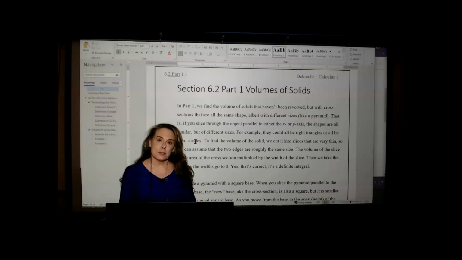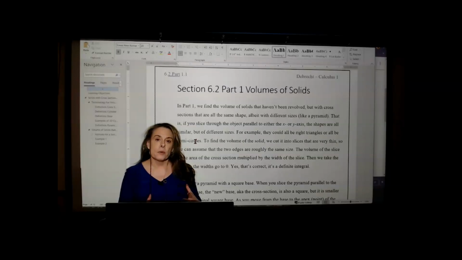In section 6.2, we're actually talking about two major topics. So I've split the lecture notes and I've split the video into two different sections. In the first part of section 6.2, we want to take a look at solids whose cross sections are all the same shape, but not the same size.